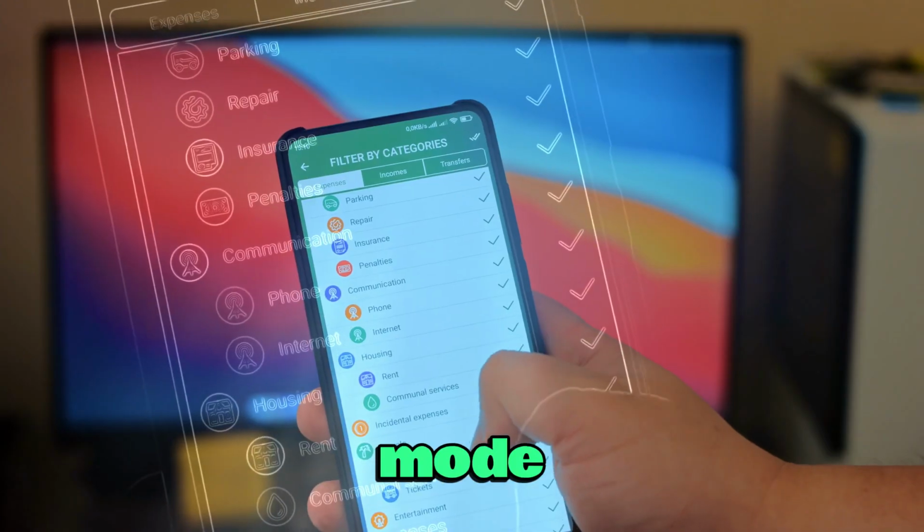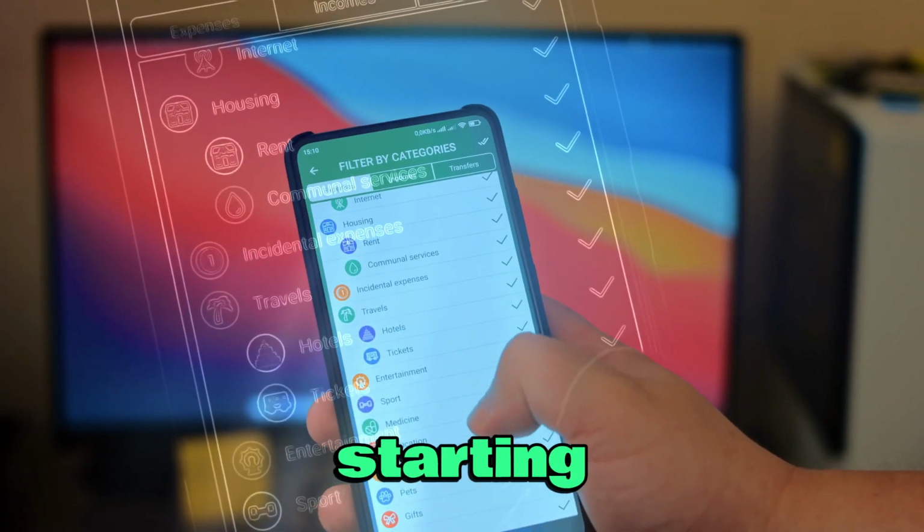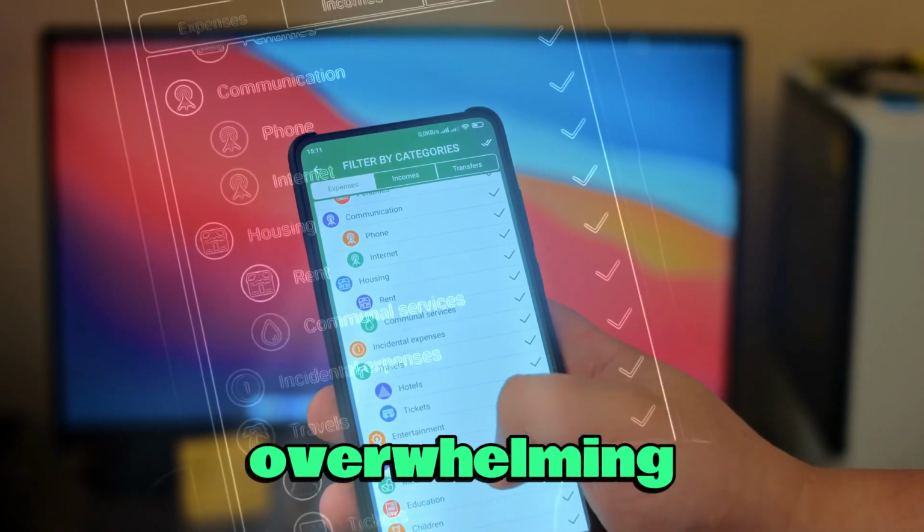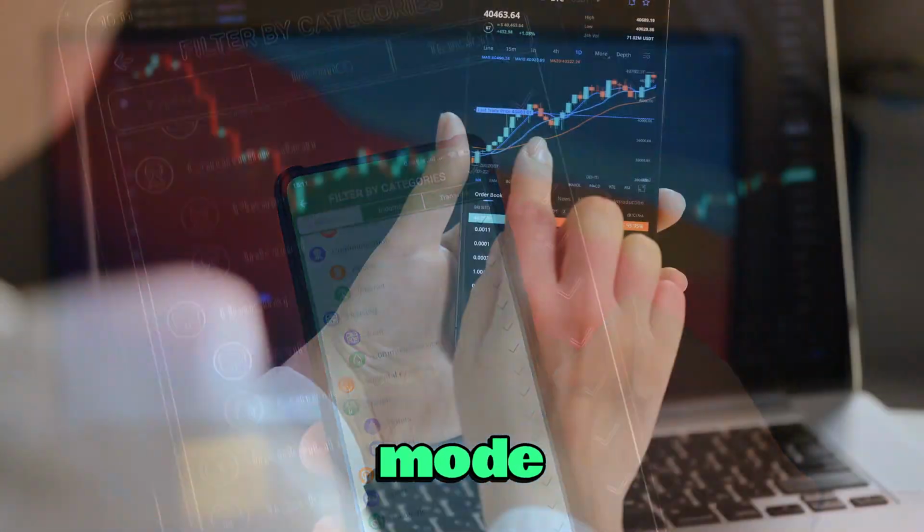Choosing the right trading mode. For beginners, I recommend starting with basic or classic mode. It offers all the tools you need without the overwhelming complexity of the advanced mode.